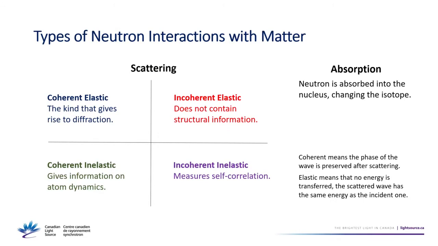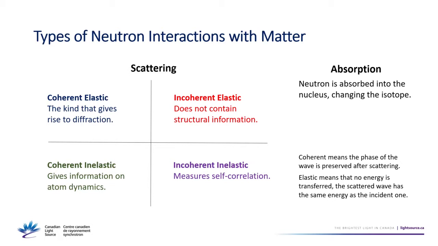So this is a big picture of the types of interactions neutrons will have with matter. This is important to keep in mind for understanding everything else we're doing. At the highest level, neutrons can either scatter off the sample or be absorbed by the nucleus and disappear. Just like with X-rays, you have absorption of the neutrons, and I'll talk more about absorption in another slide.